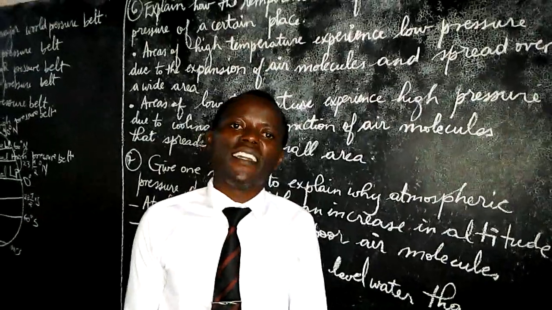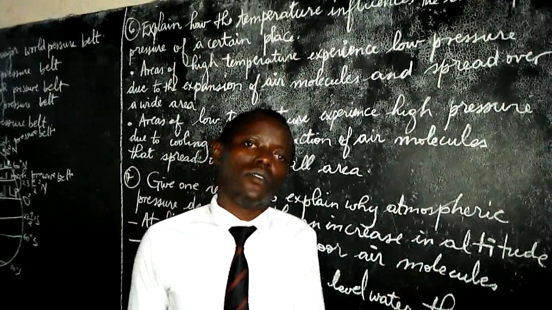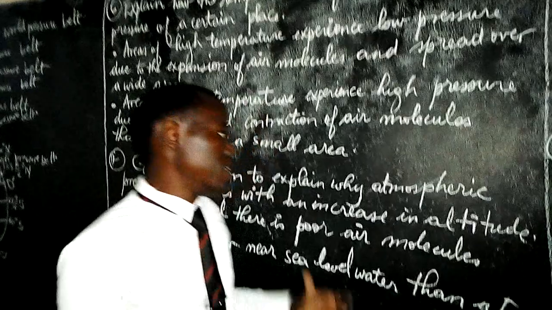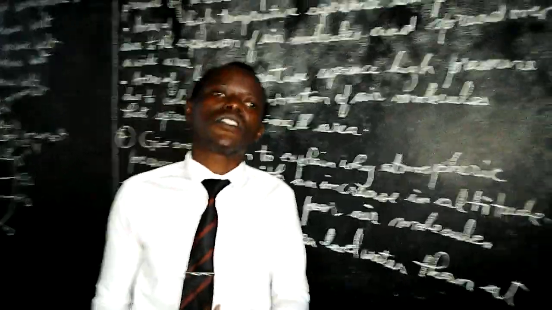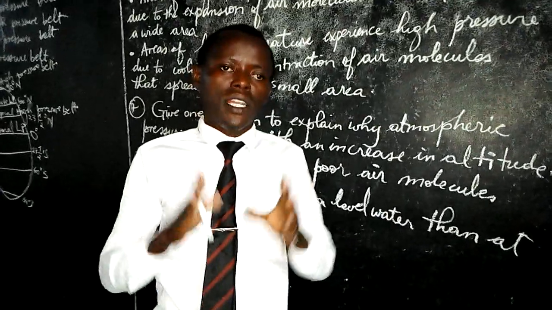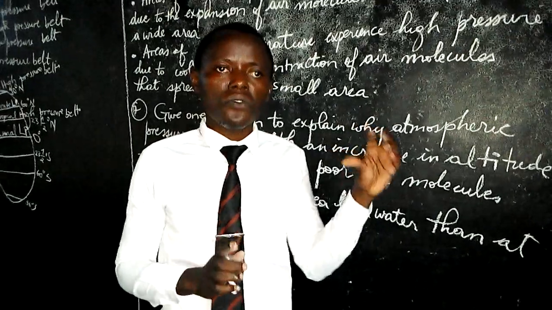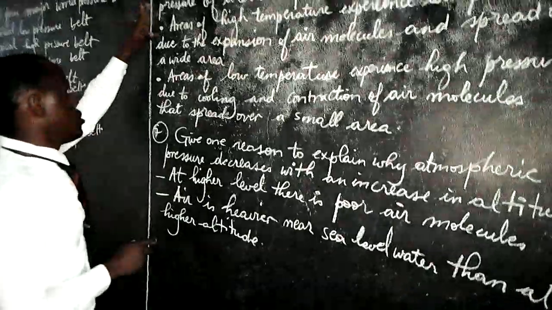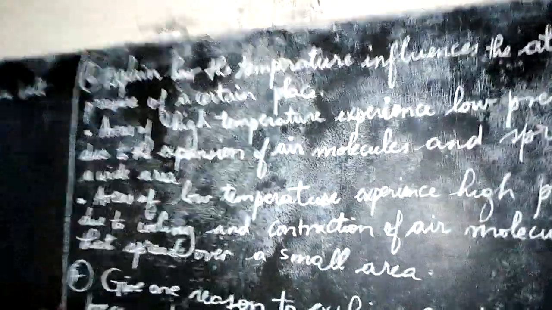I welcome you again to this episode of Physical Geography, where we are basically talking about weather and climate. And our topic of today is going to focus on two questions. We have question 6 and question 7. Let's start with question 6.